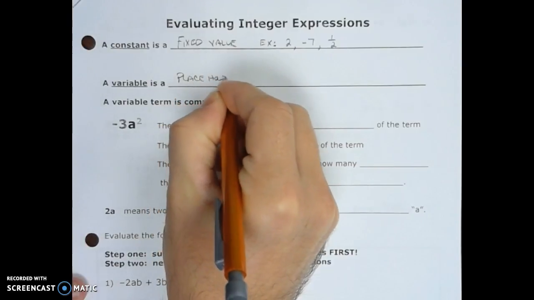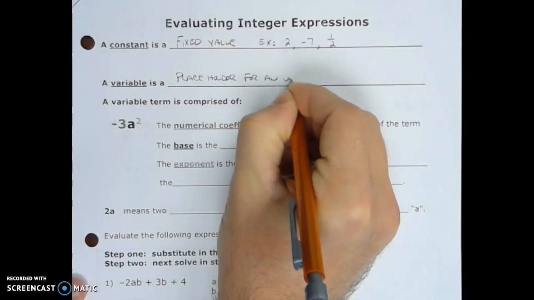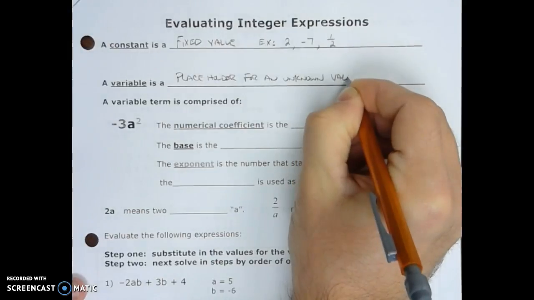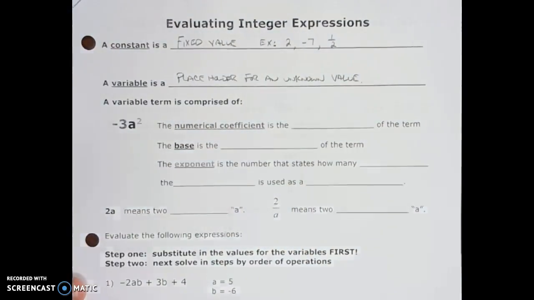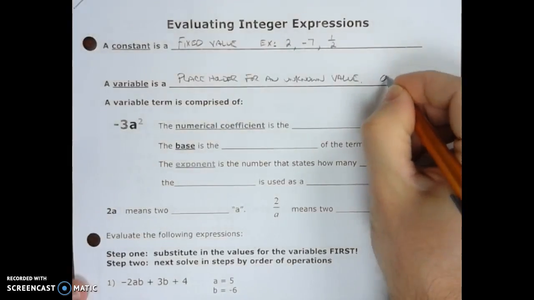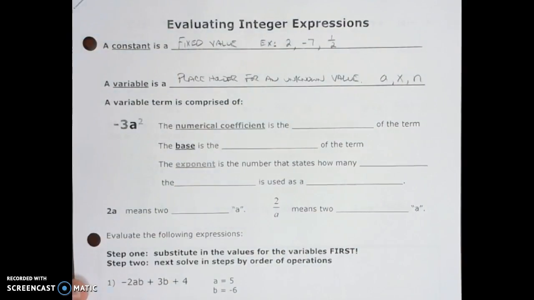A variable is a placeholder. We call a variable a placeholder for an unknown value. That's what a variable is. We use lots of different variables. We can use a, we can use x, we can use n. These are just examples of different variables that we can use in algebra.